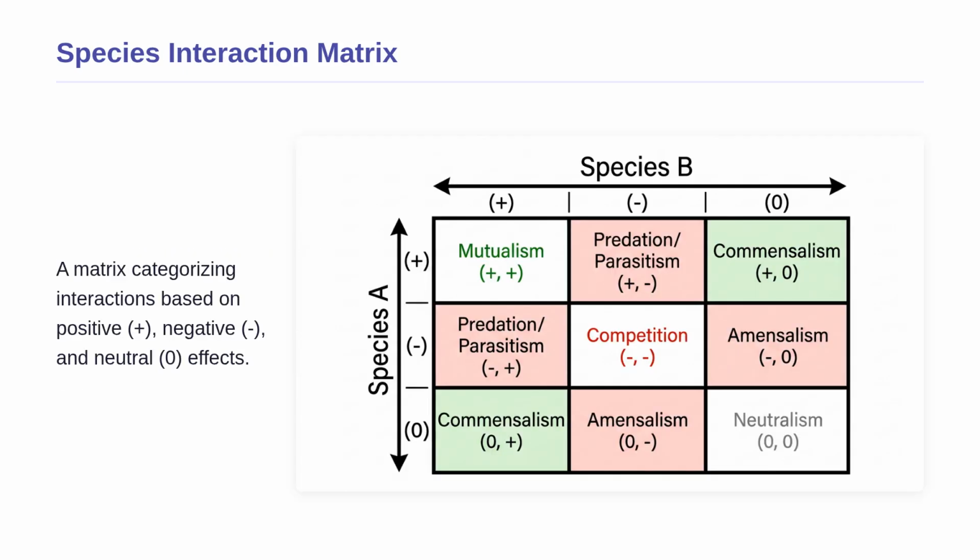To bring all of this together, let us look at the species interaction matrix. This diagram maps out every possible relationship between species A and species B. On the axes, we have positive, negative, and neutral effects. Where two positives intersect, we see mutualism in the top left. Where two negatives meet, we find competition in the center. You can also clearly see asymmetrical relationships, like predation, where one benefits and the other is harmed. This matrix is the ultimate cheat sheet for ecological relationships.